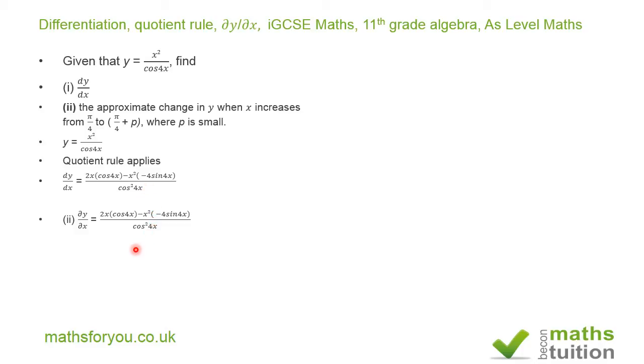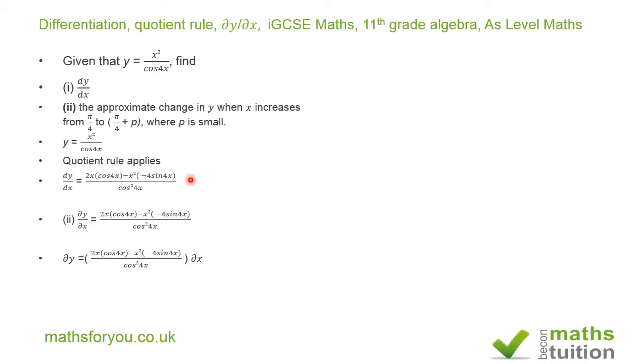Now, if we multiply both sides by delta x, we end up with delta y is equal to 2x times cos 4x minus x squared times minus 4 sine 4x over cos squared 4x, and then multiply by delta x.